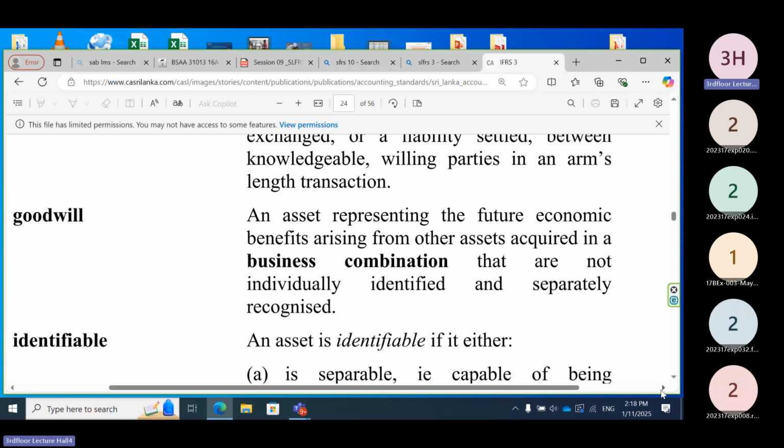4 million as a land? No. 5 million into 80%, 4 million you are not going to recognize. You are recognizing the whole land. Why? The whole land will be controlled by you by using the 80% stake, right?